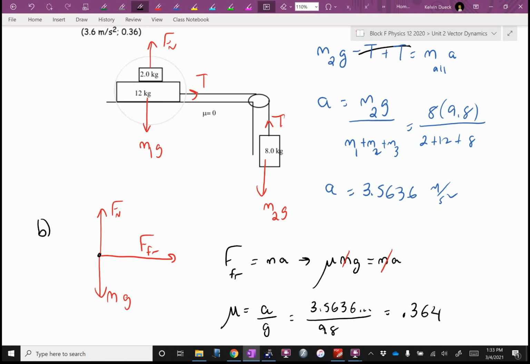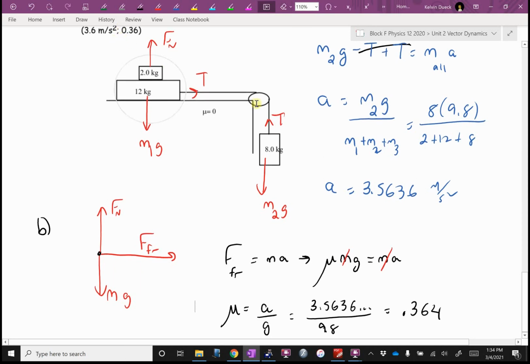So that's kind of a neat question. The actual equation you get is really about as simple as it comes, but spotting that friction is what's pulling the 2 kilogram mass forward, that's the aha moment. So if you got that, be proud of yourself, because that's a pretty tricky question.